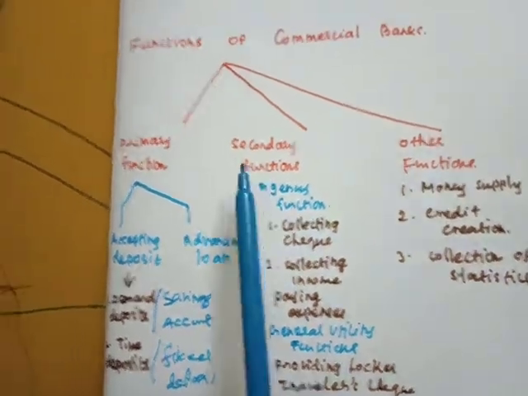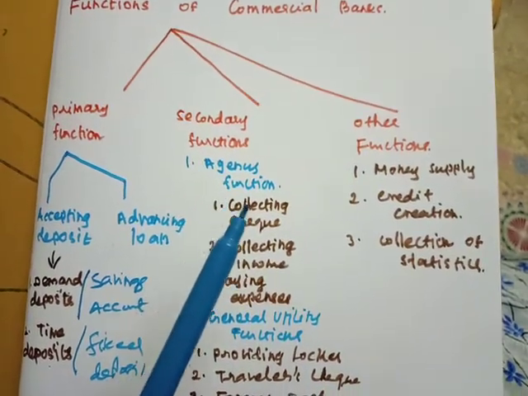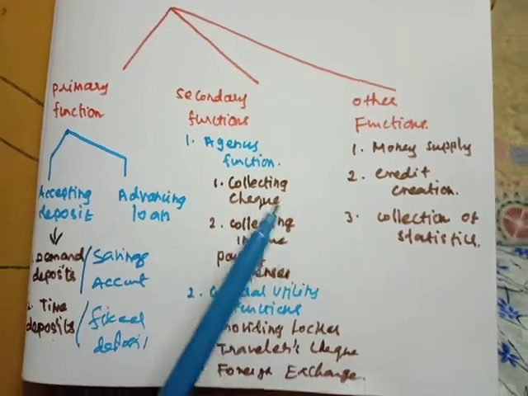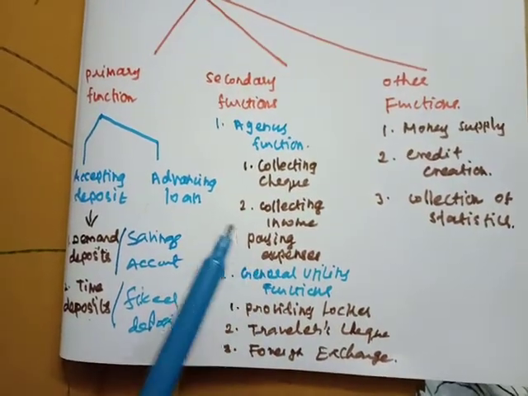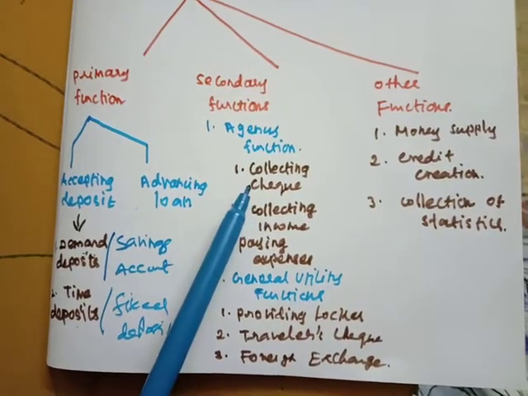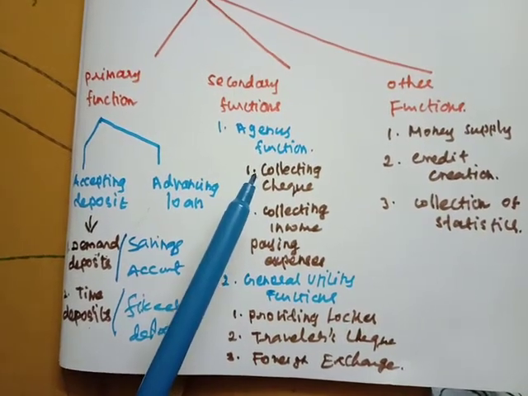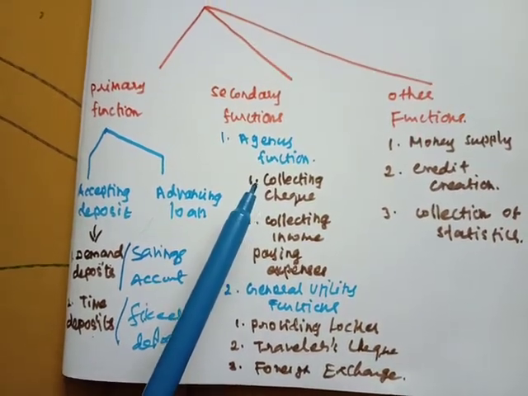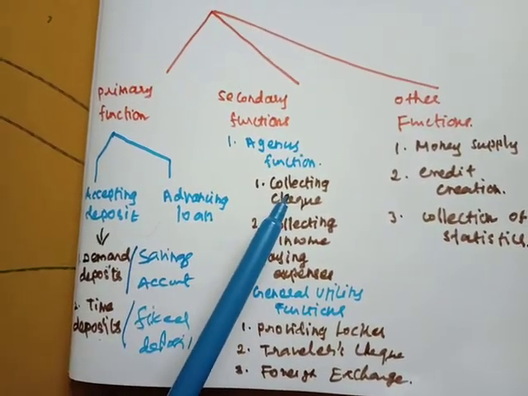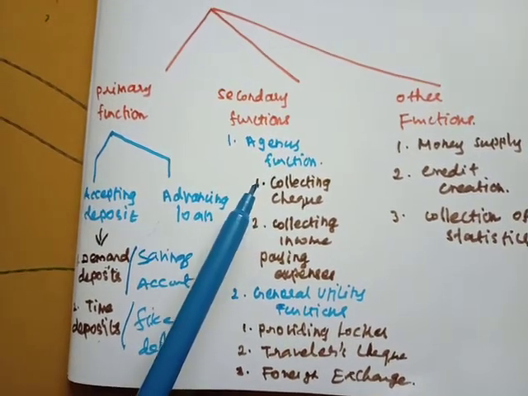And next we will move to the secondary function. The secondary function is classified under three headings, namely agency function, general utility service and other functions. The first function under the agency function is collecting the check. Agency function implies that the commercial bank acts as an agent of customers by performing various functions. One is collecting the check. The banks collect checks and bills of exchange on behalf of their customers through the clearing house facility.